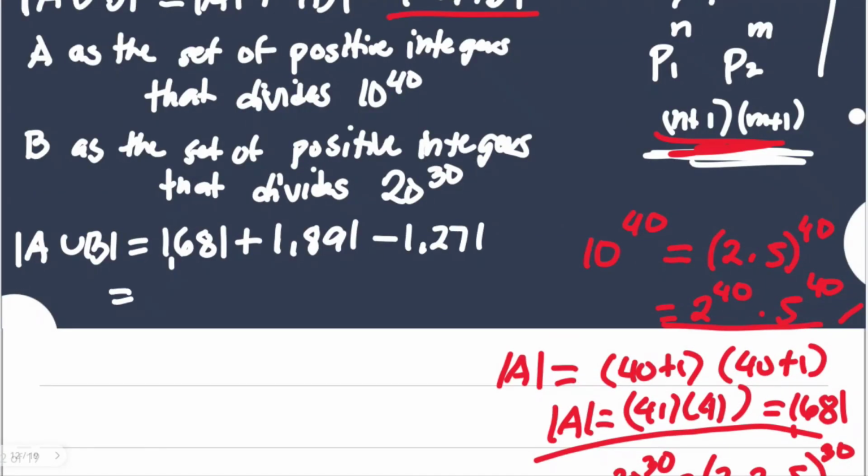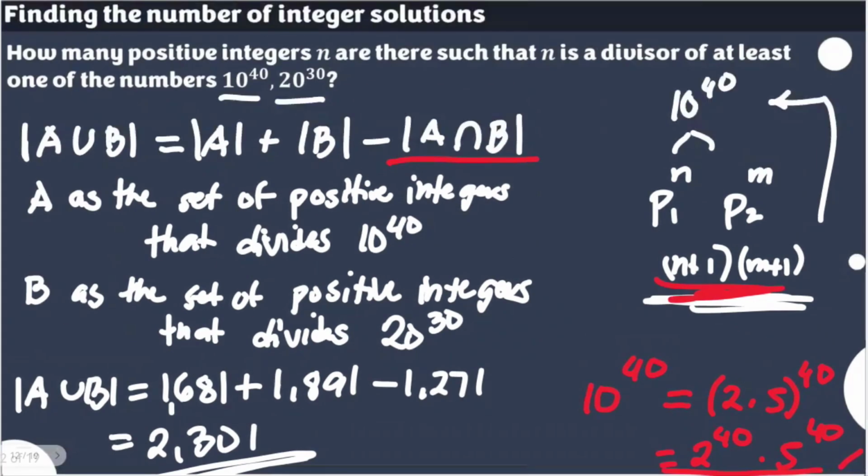See, the principle of inclusion and exclusion is very easy to answer problems as long as you know the characteristics of the sets. So you have 1681 plus 1891 minus 1271. You'll get here a result of 2301 positive divisors that will divide at least one of the numbers, 10 to the power of 40 and 20 to the power of 30. Again, take note, this 1271, one of that is 2. As mentioned earlier, 2 divides both. Okay, in other examples as well.